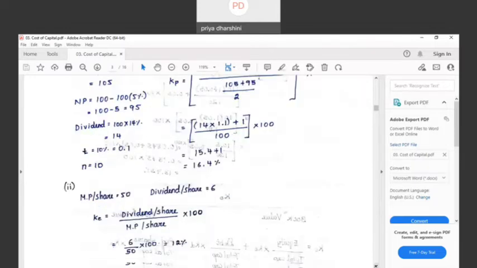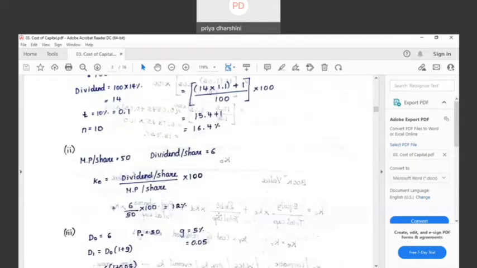Right. Coming to the second subdivision. An equity share selling at rupees 50, paying a dividend of rupees 6 per share, is expected to continue indefinitely. So they have not given you the growth. It is only the dividend model. How do you measure cost of equity? It is dividend per share divided by market price per share into 100. D by P into 100. Correct?